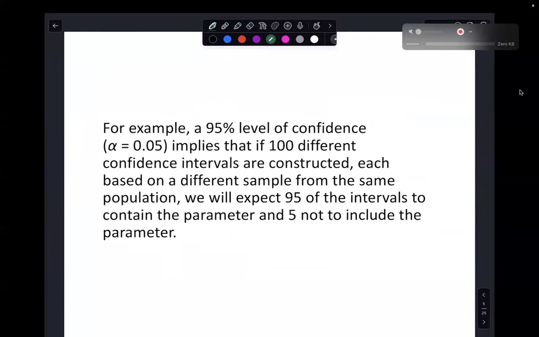This is an example. So I knew it was coming up. If 100 different confidence intervals are constructed, each based on a different sample, I would expect 95 of the intervals to contain the parameter. 5 would not contain that. So 95 of them, our population proportion or population mean or sample proportion, sample mean, 95 of them would be in that interval that we create. 5 of them would not be in there.